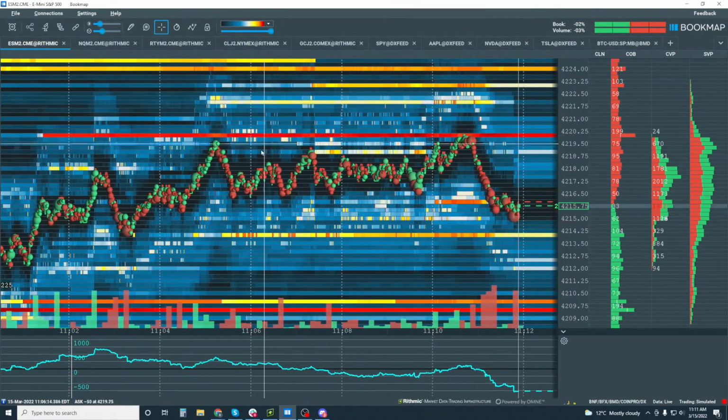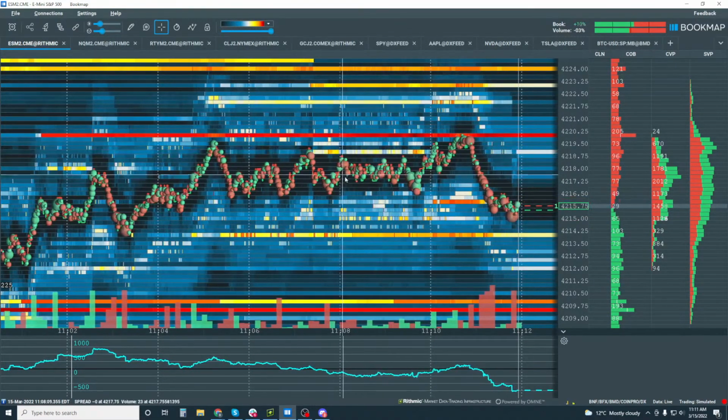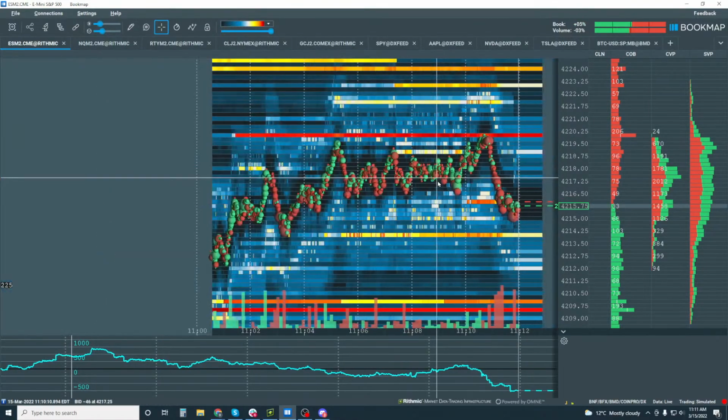Okay, and there's another quick little CVD read in here. In this case it worked out pretty nicely in both cases.